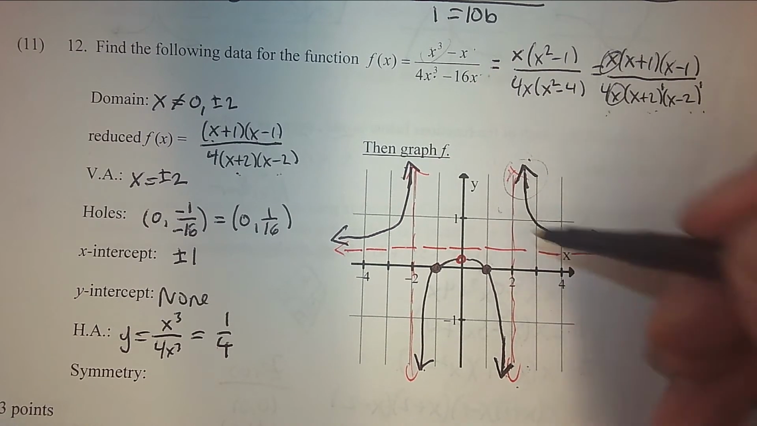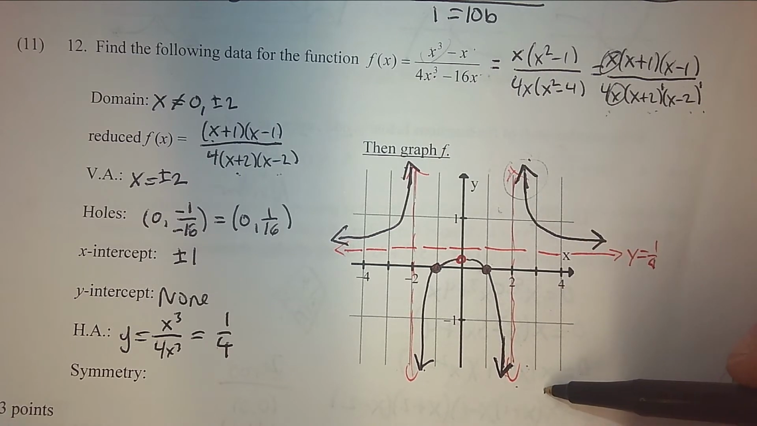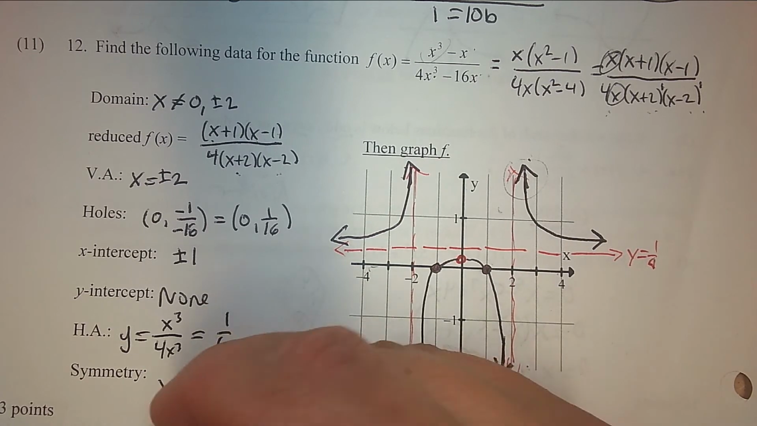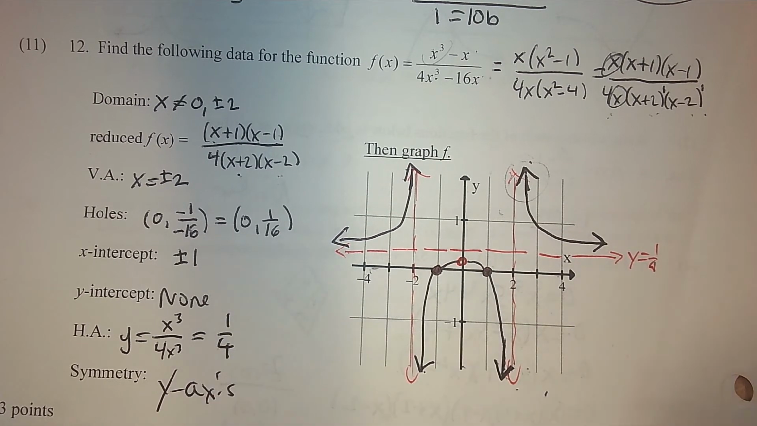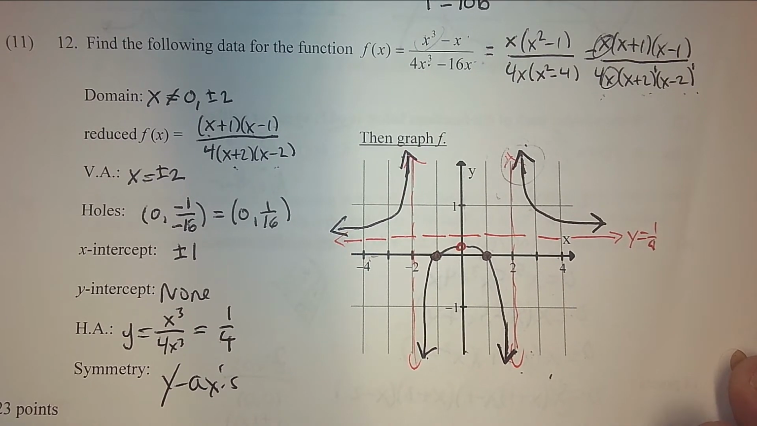Now, when I look at the picture, if I fold over the x-axis, it doesn't match. But if you fold over the y, they go on top of each other. So where is there symmetry? And the answer is, when I look off the graph, there is symmetry with the y-axis. All right, turn the page.